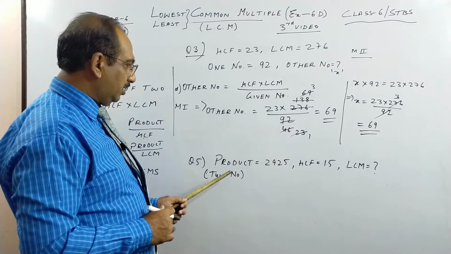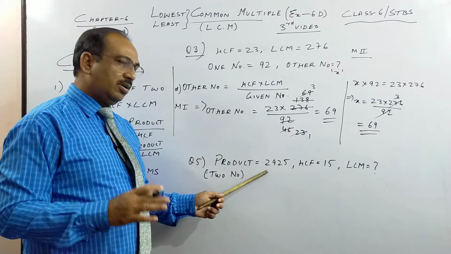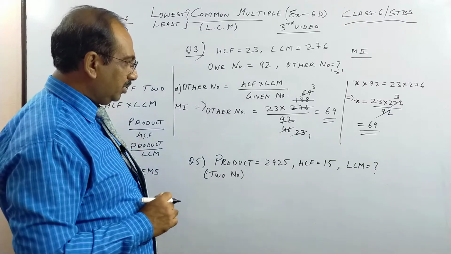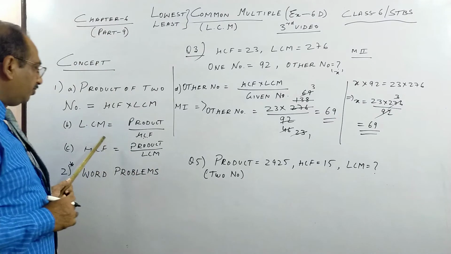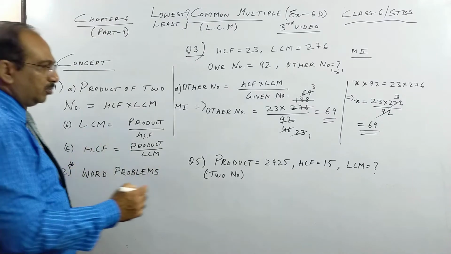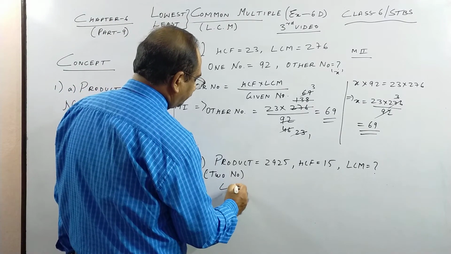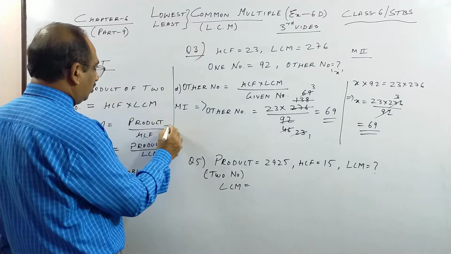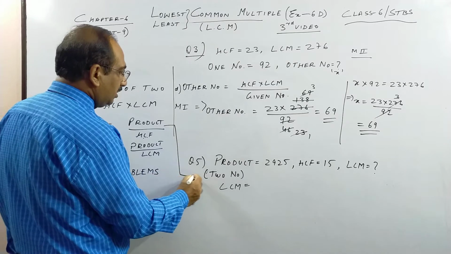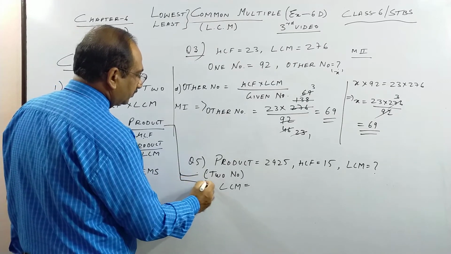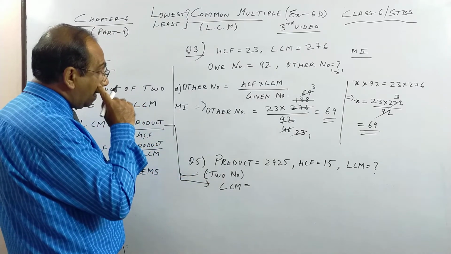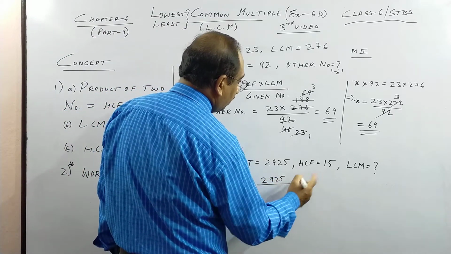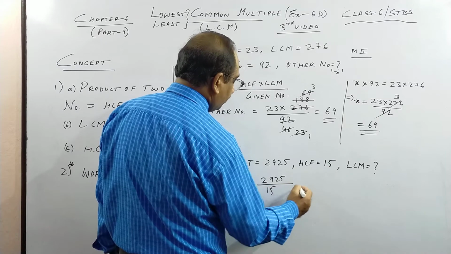What we have here, children, product of two numbers is given. We don't know the individual numbers here. Product of two numbers is given, we have HCF. So we have to find LCM. So I'll use the second formula. LCM is product of two numbers, individual numbers are not given, by their HCF.